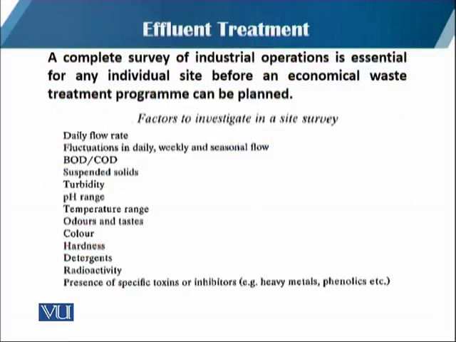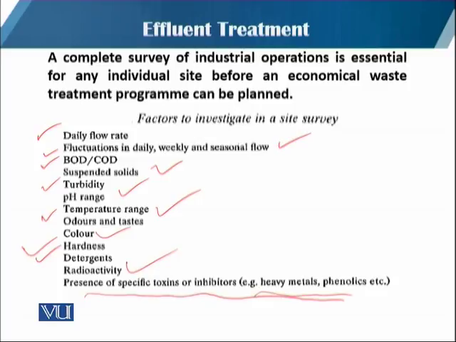A complete survey of the industrial operation is essential for an individual site before an economical waste treatment program can be planned. The factors to investigate in a site survey are the different factors you can see here: daily flow rate, fluctuations in daily, weekly and seasonal flow, BOD and COD ratio, suspended solids, turbidity, pH range, temperature of the effluent, odor and taste, color, hardness, detergents, radioactivity, presence of specific toxins and inhibitors, and some heavy metals and phenolic compounds.